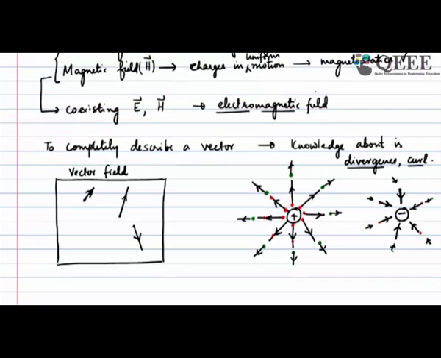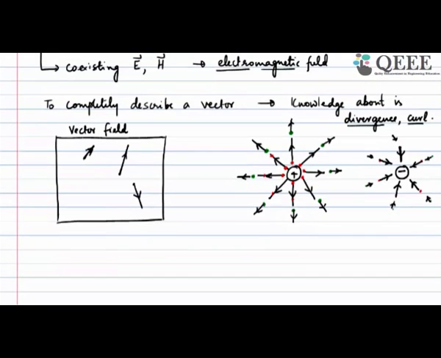Now what does divergence tell you? Divergence tells you how much this force field is diverging away from a point. How much is it going away from a point?